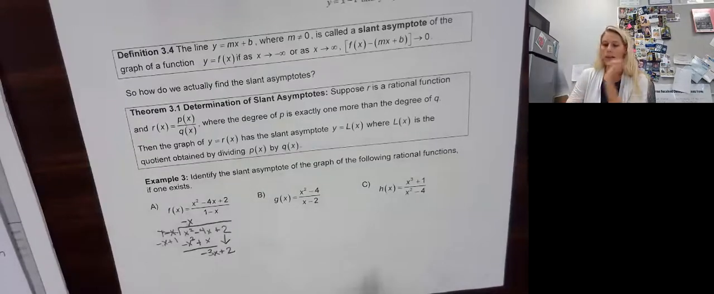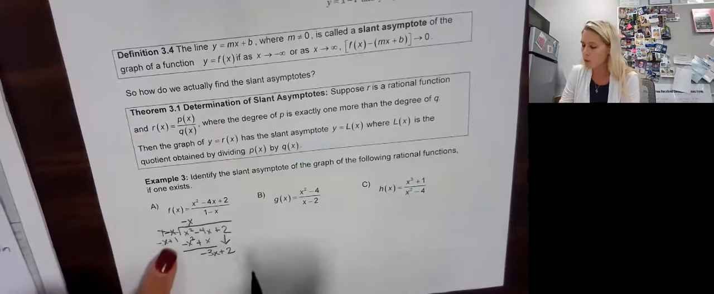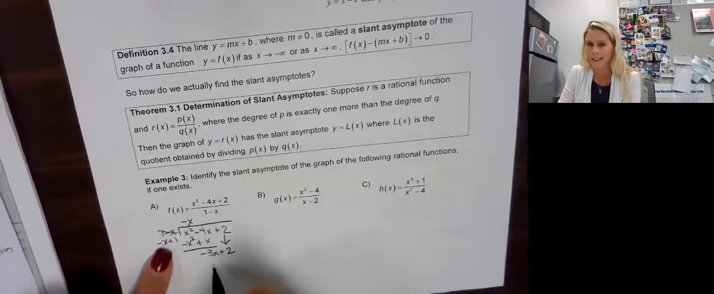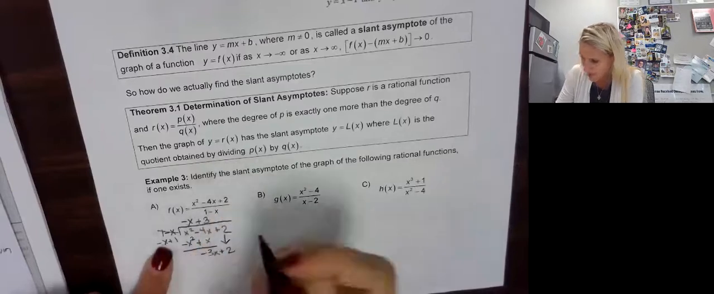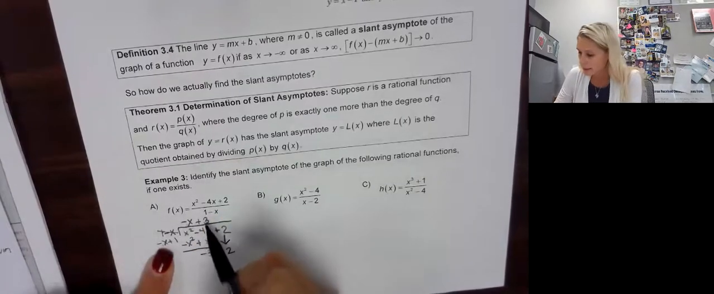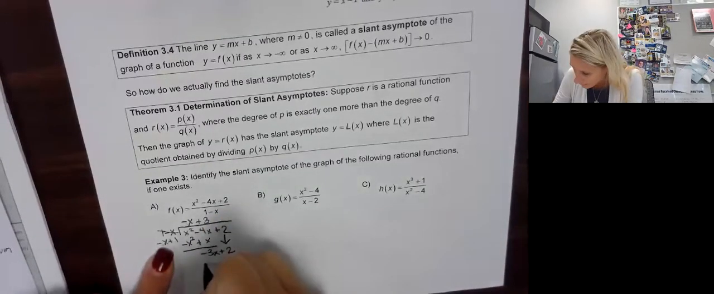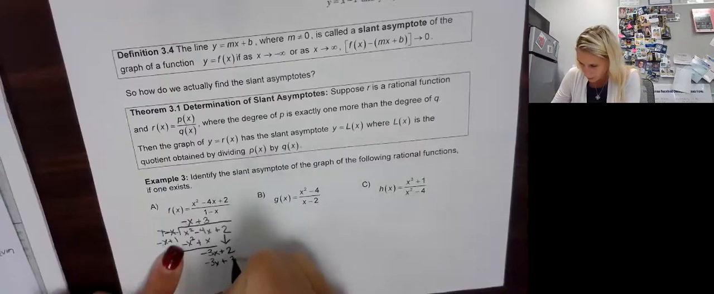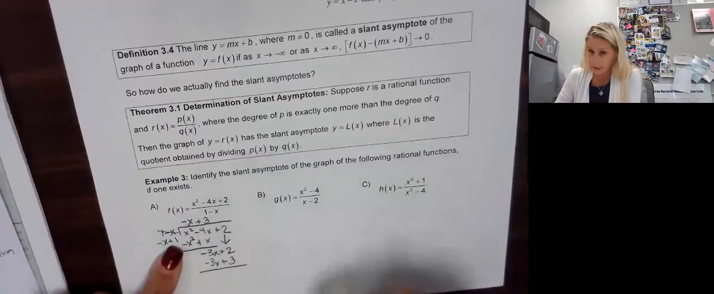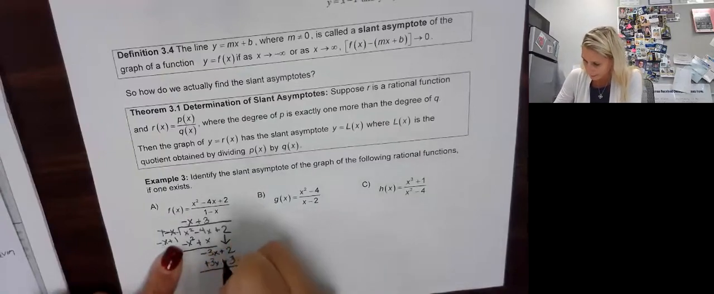Okay, and we do it all over again. What do you multiply negative x by to get to negative 3x? Well, I multiply it by a positive 3. And you can see, because 3 times negative x is negative 3x. And 3 times 1 is 3. Now, I can subtract straight down, or I can add the opposite and add straight down and get negative 1.